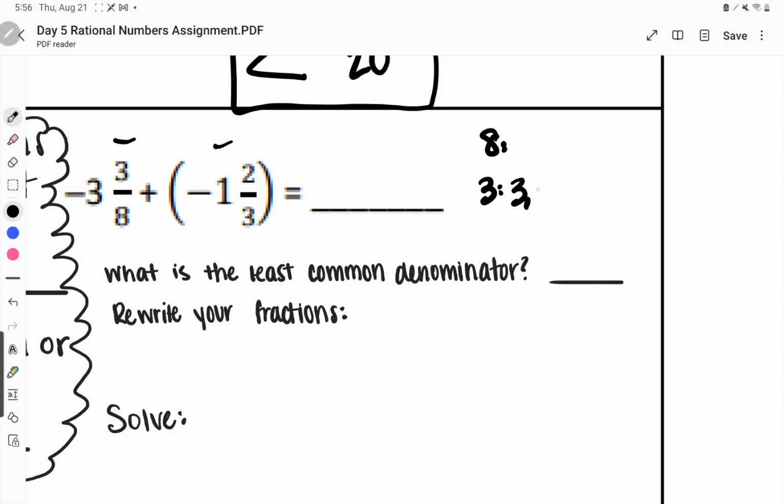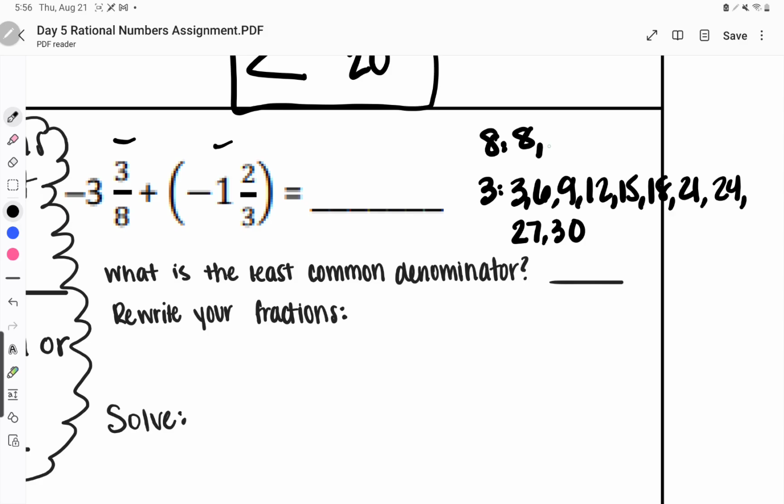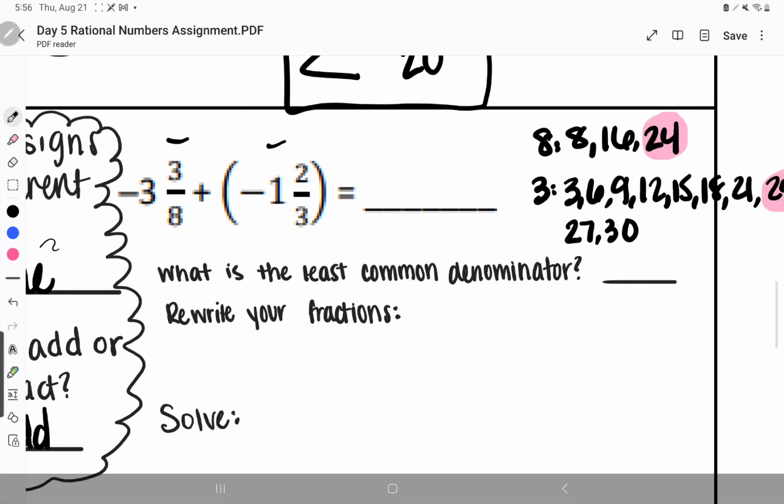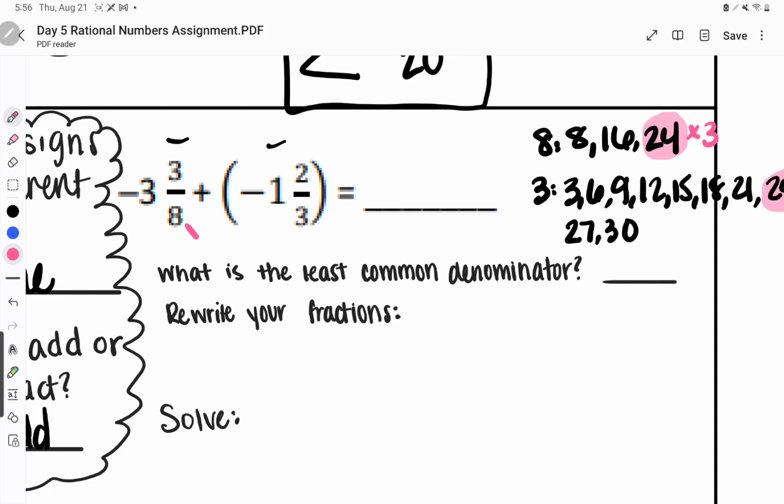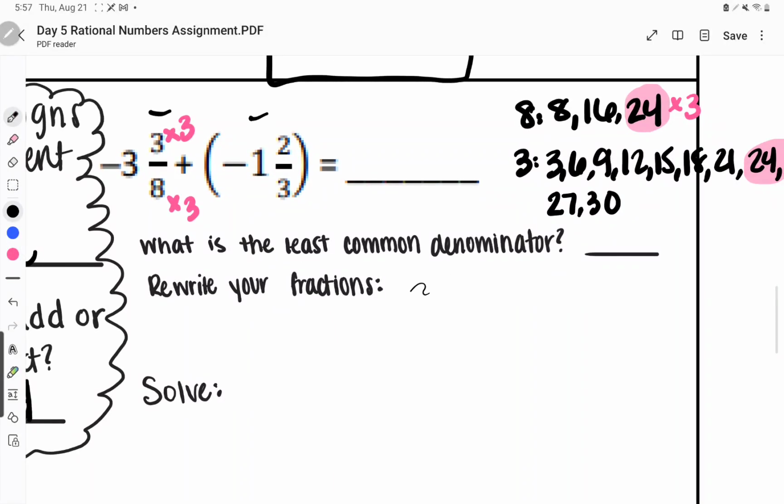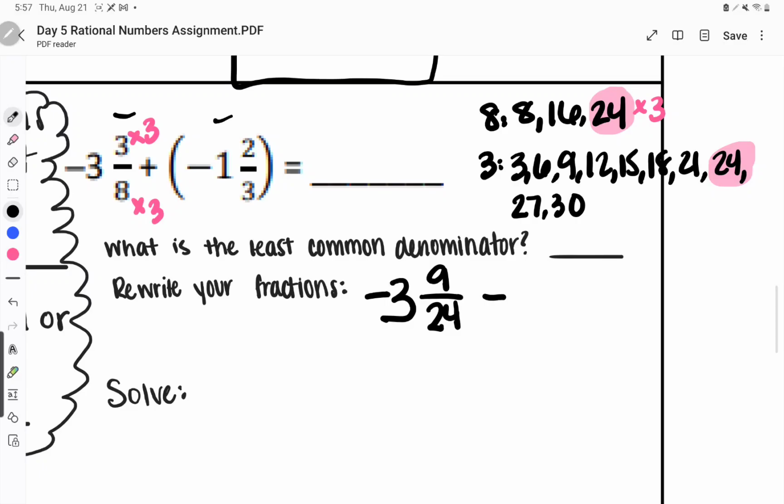We have 3, 6, 9, 12, 15, 18, 21, 24, 27, and 30. And then I have 8, 16, 24. So right here we have a common denominator of 24. How did I get 8 to 24? We multiply times 3. So to this 8 right here, I'm going to multiply that by 3. And if we multiply 8 by 3, what else do we multiply by 3? This 3 right here. So I will have negative 3. And then 3 times 3 gives me 9. And then 8 times 3 gives me 24. Minus, I'm just going to change it to a negative.